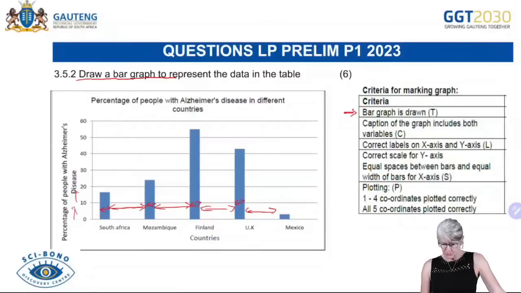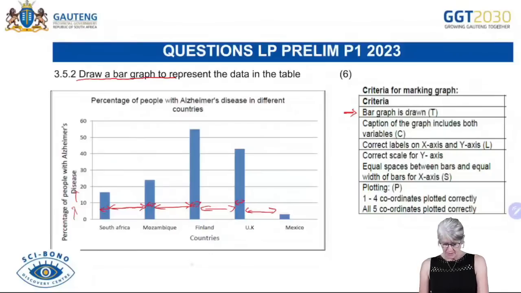All right, so let's work through this graph through the criteria. So first of all, we said we're going to get 1 mark if we draw the correct type of graph. Then if we have the correct caption, now the caption is a heading, and the caption must always include both variables. So you can even put in your heading or your caption afterwards once you've drawn your graph, because then you know which variable is on which axis.